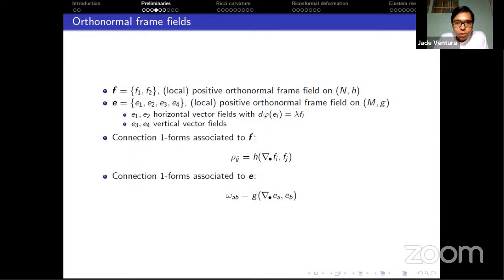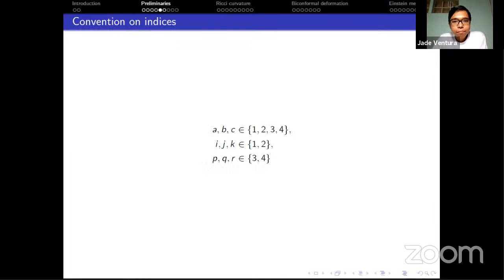And we also need, for our computation, the connection one forms associated to the orthonormal frame fields defined in this slide. As mentioned, our convention on indices is that whenever we see A, B, C, those are indices in the set 1, 2, 3, 4, IJK in 1, 2, and PQR in 3, 4.